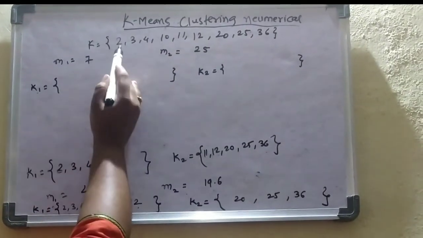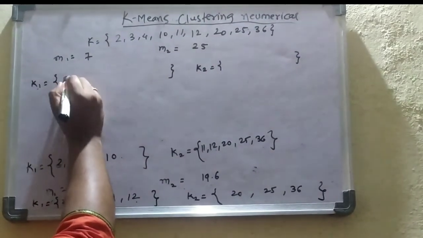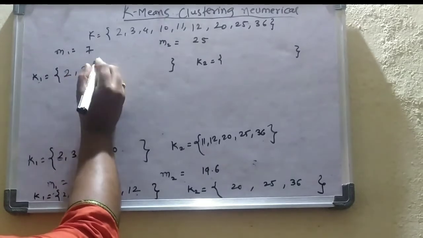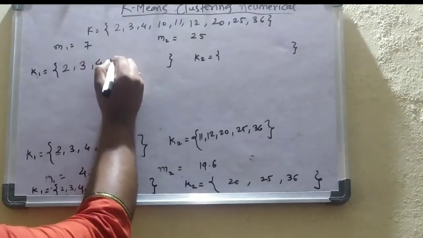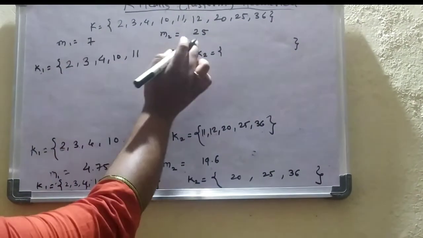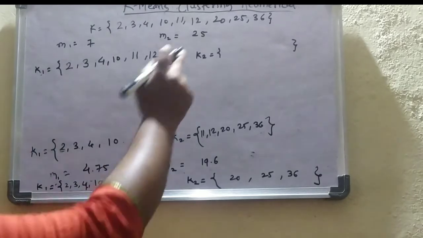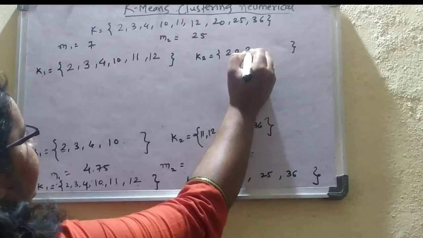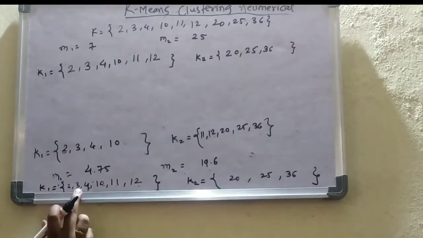Now for K1, 2 is closer to 7, so it will come into this cluster. Similarly, 3 and 4 will come into the first cluster. 10 is closer to 7 than 25, 11 is also closer to 7 than 25, and 12 is also closer to 7 than 25. But 20 is closer to 25 than 7, so it will come here. Similarly 25 and 36.